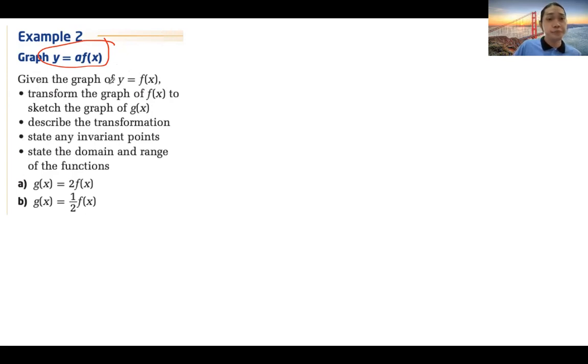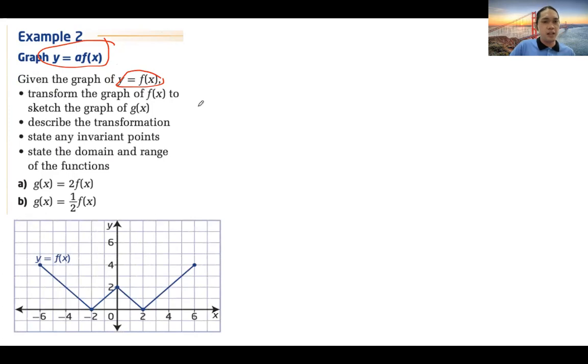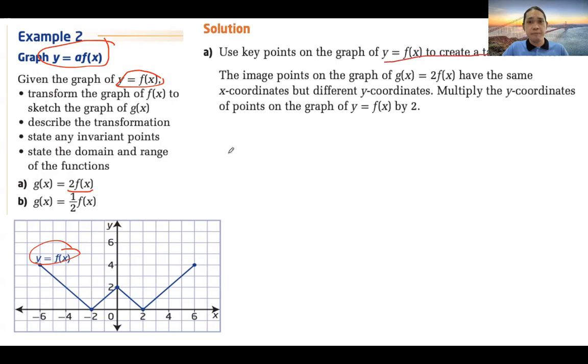Now we have y equals f of x. Of course, you're going to sketch and transform the graph of f of x to g of x. So describe the transformation and state any invariant points. I mentioned already the type of transformation being done here. So we have here a and b. Let's now have an example. As you can see, y equals f of x. Let's do the a first, where we're going to follow 2f of x. So use the key points as projected there on the screen.